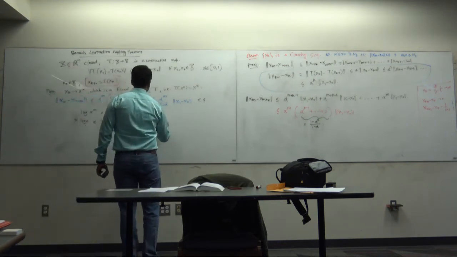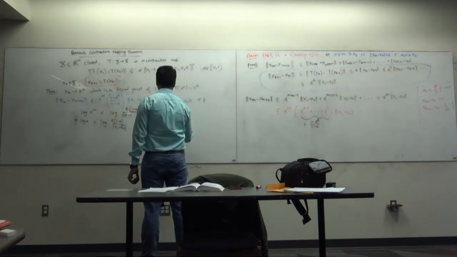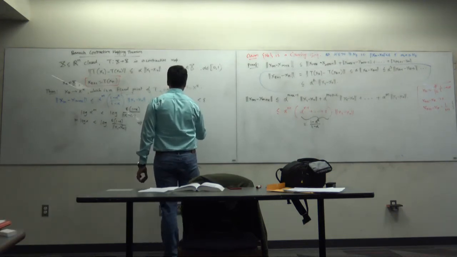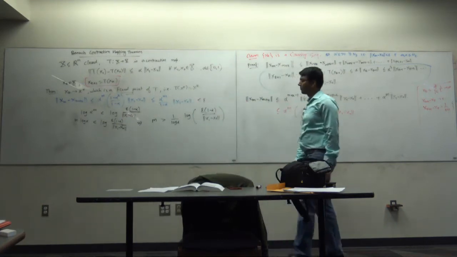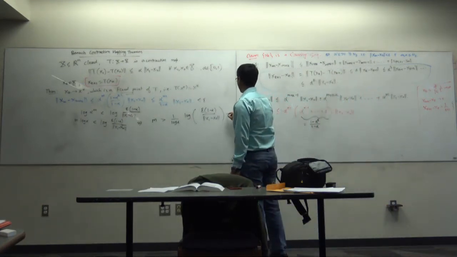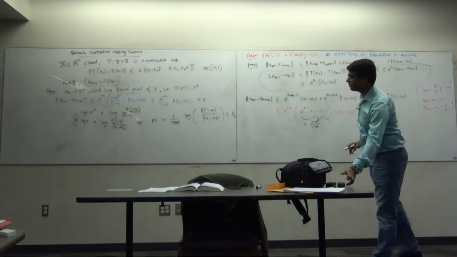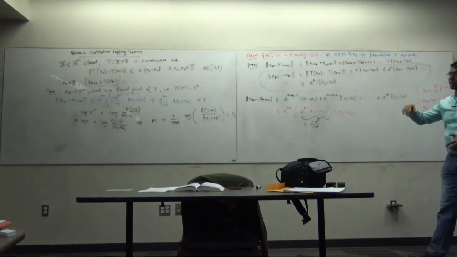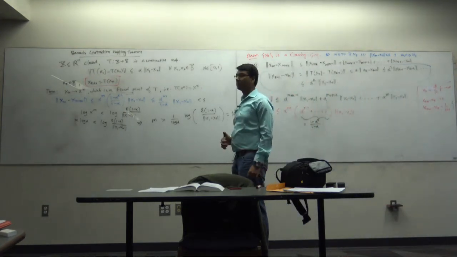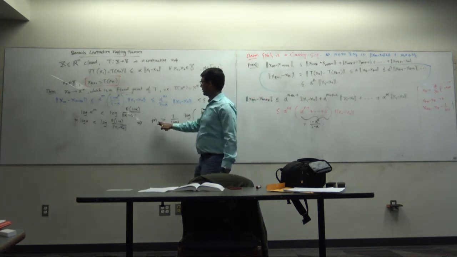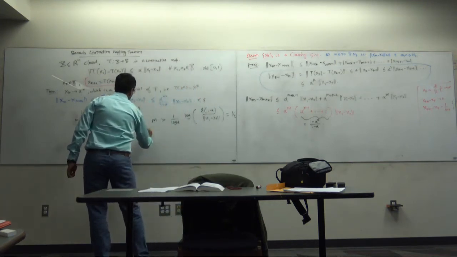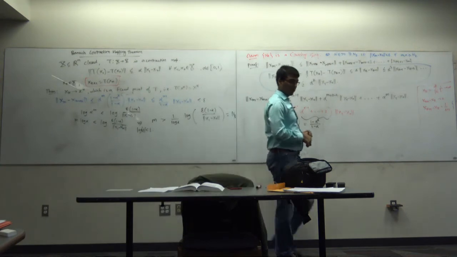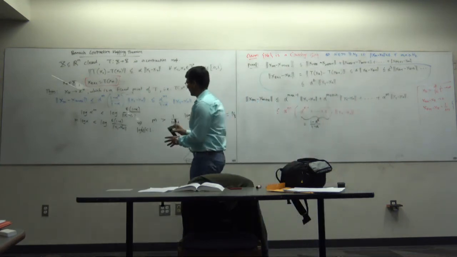This would imply m has to be greater than 1 over log of alpha, times log of epsilon 1 minus alpha over x1 minus x0. And I'm going to define this as my n epsilon. Or I can just add 1 to it. And dividing by log of alpha switches the inequality because log of alpha is less than 0, since alpha is less than 1.